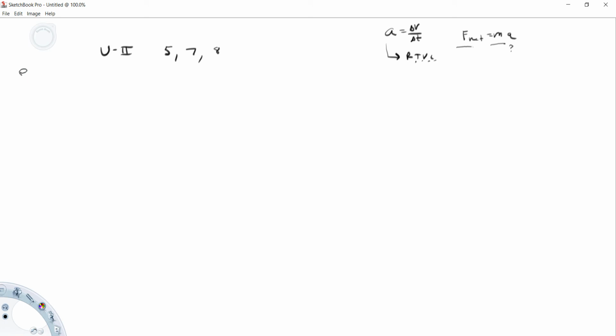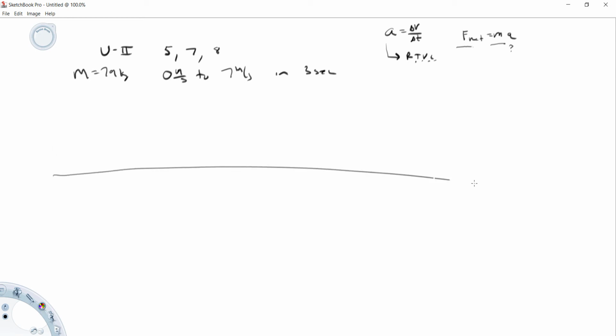Let's see. 7, it says a sprinter with a mass of 79 kilograms accelerates from 0 to 7 meters per second in 3 seconds. So start by writing the data down. In my example, a mass, 79 kilograms, was given in the problem. 0 meters per second to 7 meters per second in 3 seconds. Picture wouldn't hurt. So we have a sprinter. Again, your picture does not need to be super art. That one looks like a 3-year-old drew it, but that's okay.